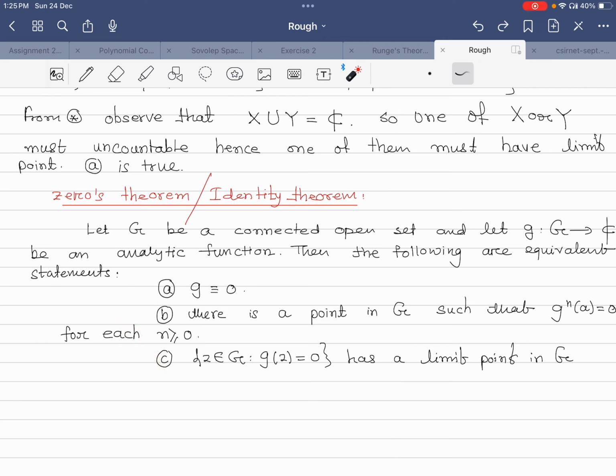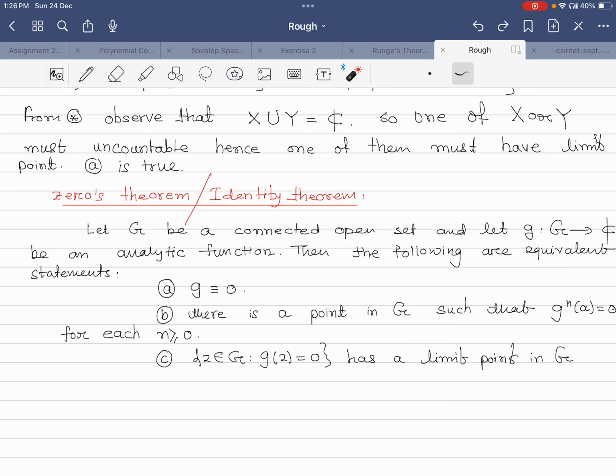C says the zero set of f, I mean those z's where f(z) equals 0, has a limit point in G. In G is very much important. It might happen that, let's say you have the unit disk, it might happen that the zeros are like that, going to the boundary like that.